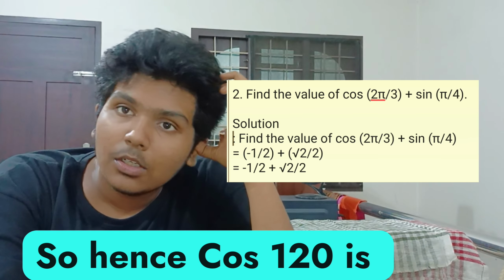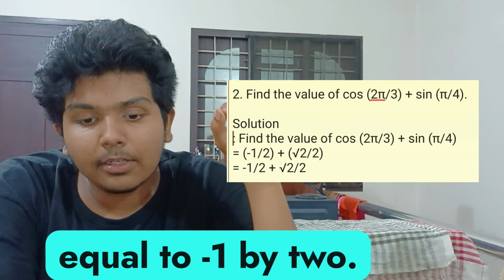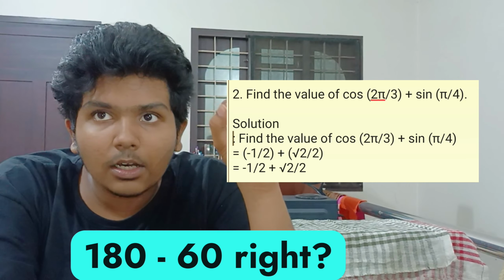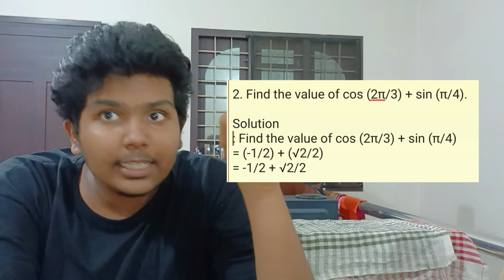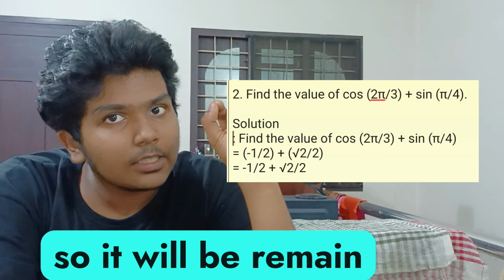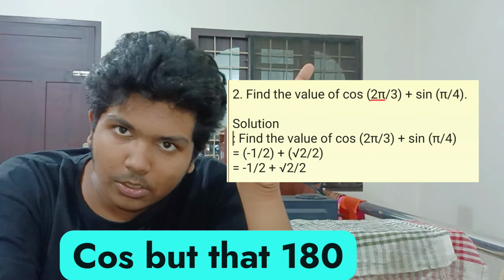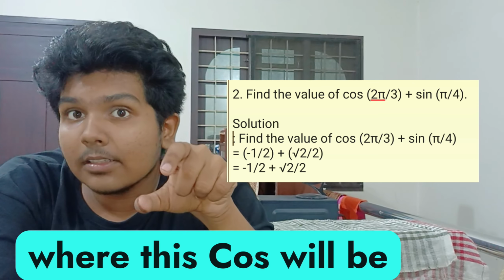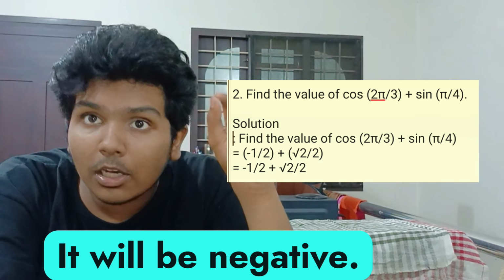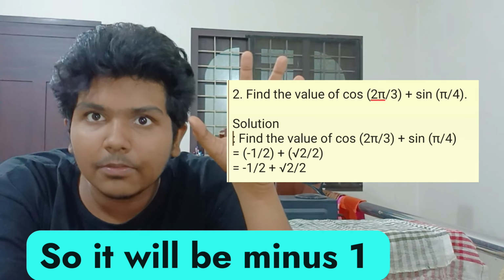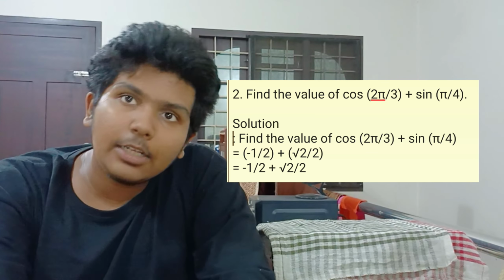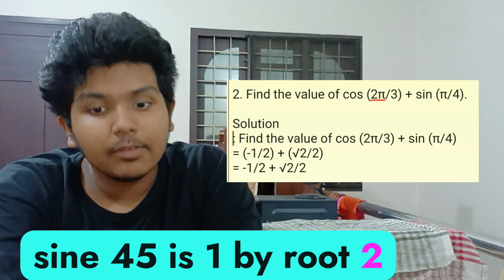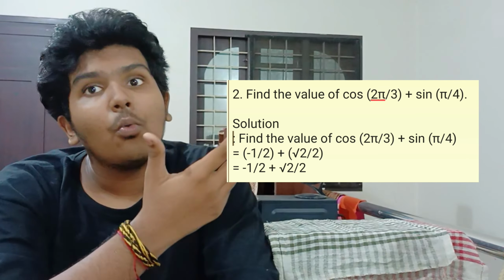So hence cos 120 is equal to minus 1 by 2. Here cos 120 meaning 180 minus 60, right? Here the 180 is even, so it will remain cos. But in that quadrant cos will be negative, right? It will be negative. So it will be minus 1 by 2 plus sine 45. We know sine 45 is 1 by root 2.